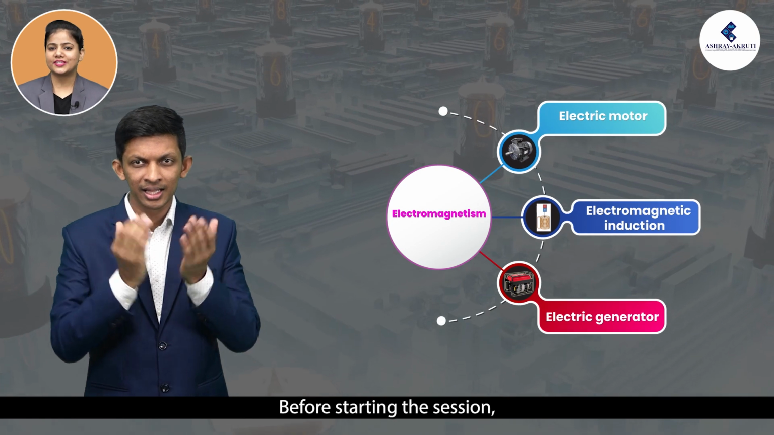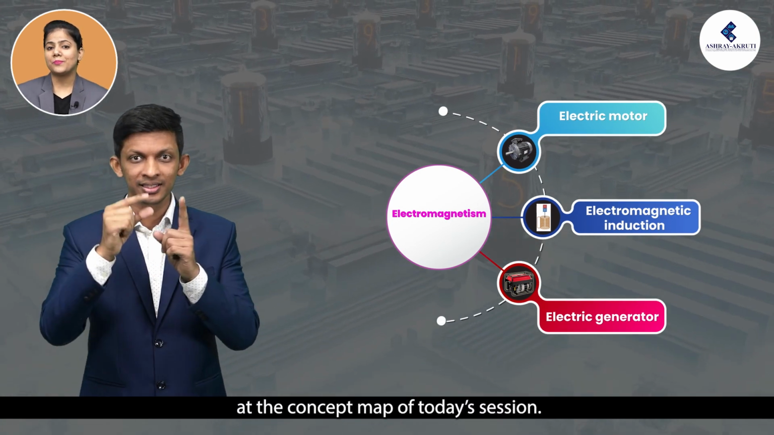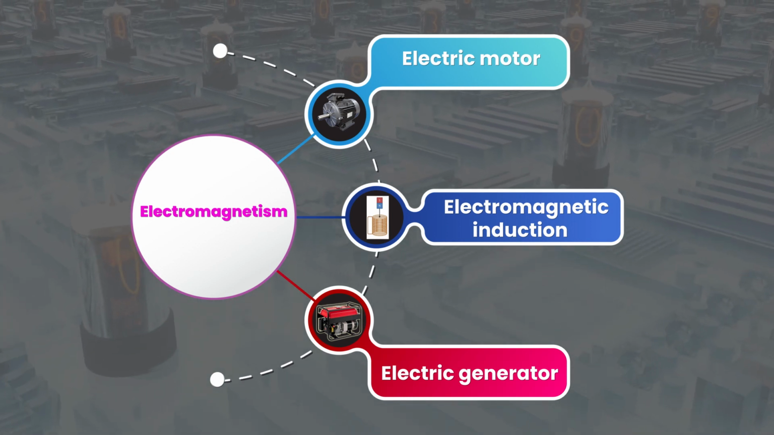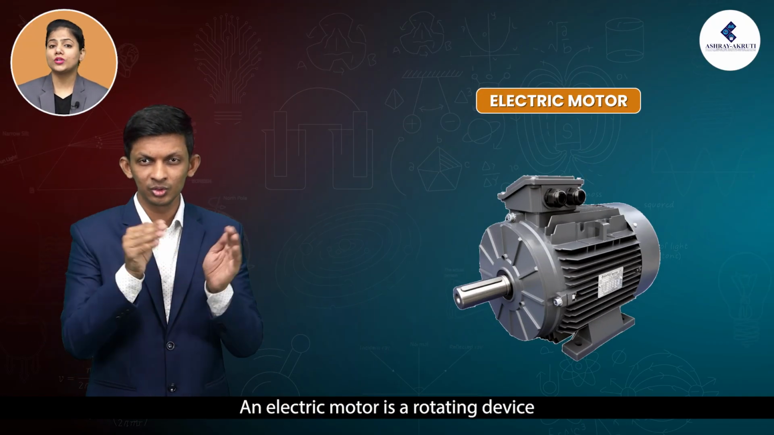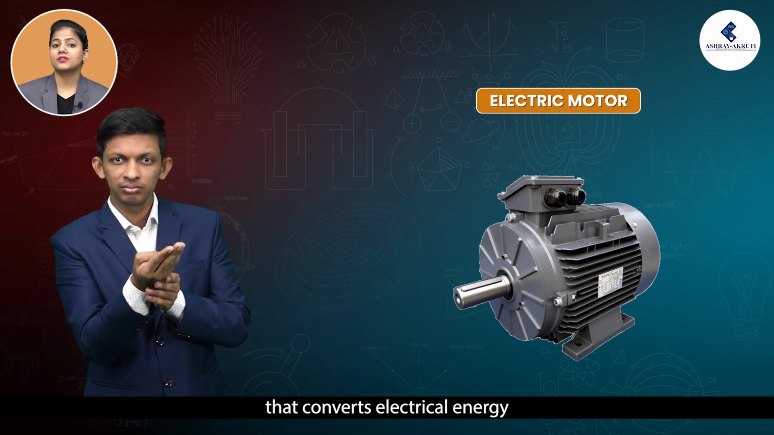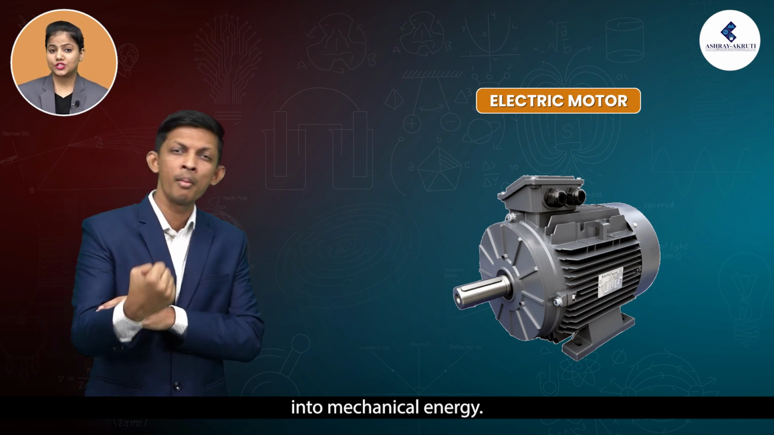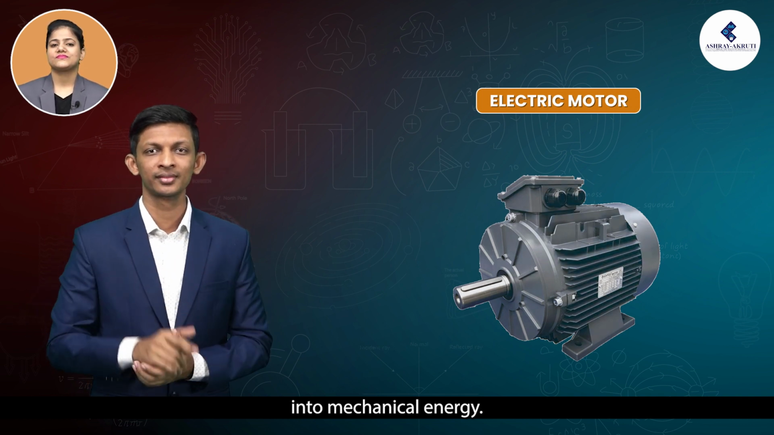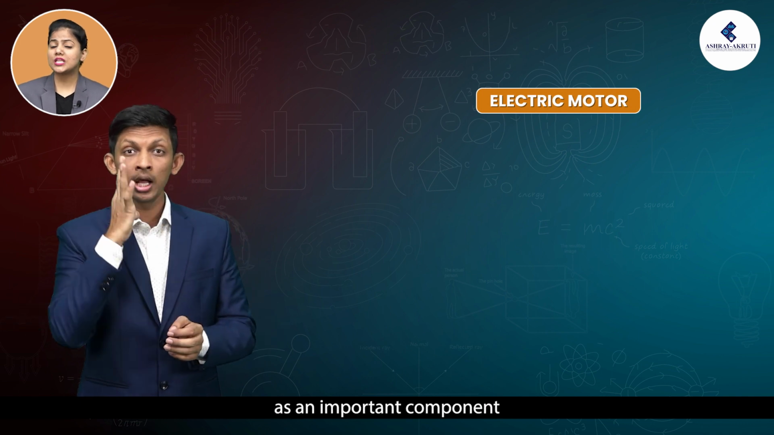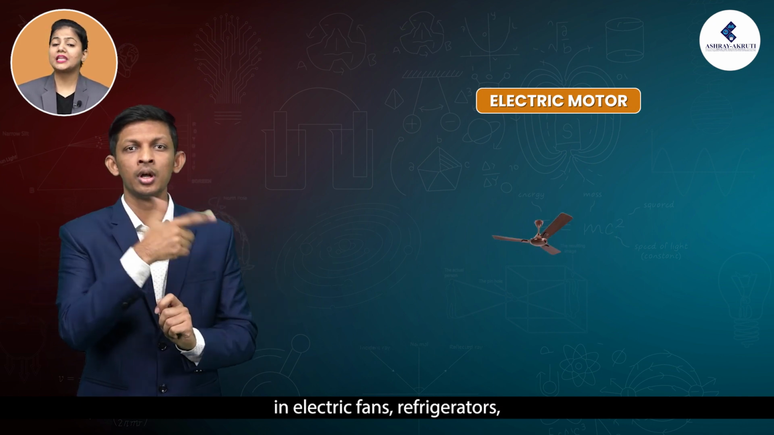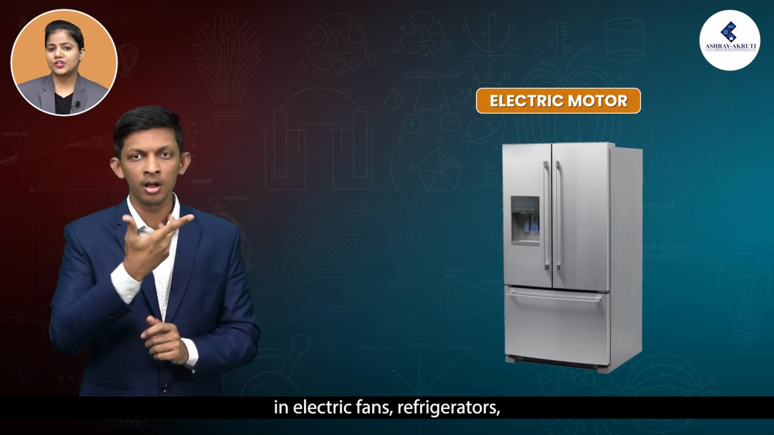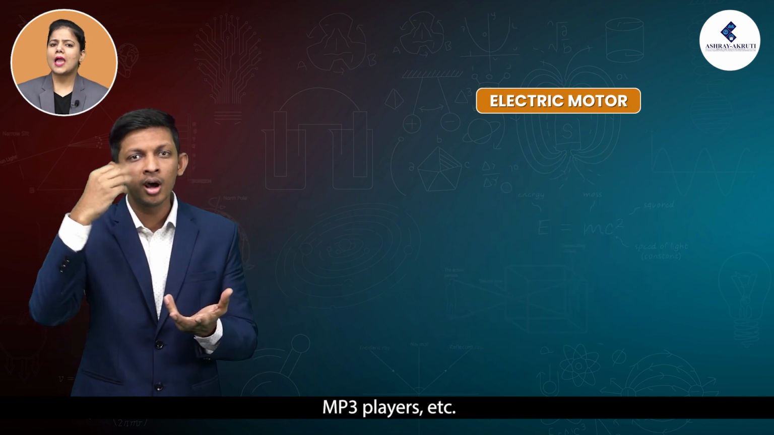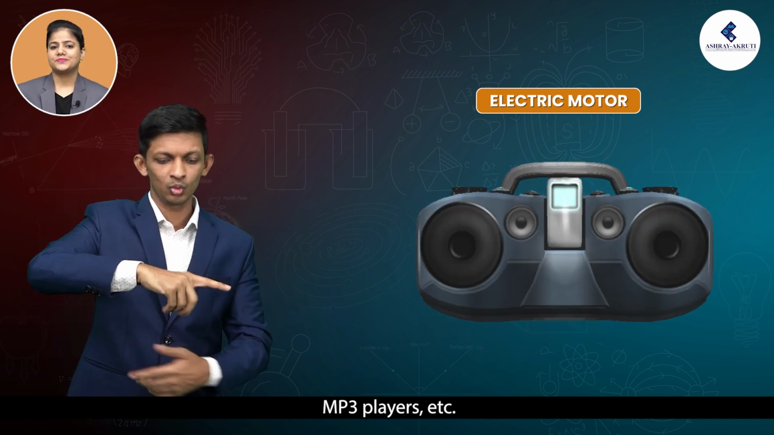Before starting this session, let us look at the concept map of today's session. An electric motor is a rotating device that converts electrical energy into mechanical energy. The electric motor is used as an important component in electric fans, refrigerators, mixers, washing machines, computers, MP3 players, etc.